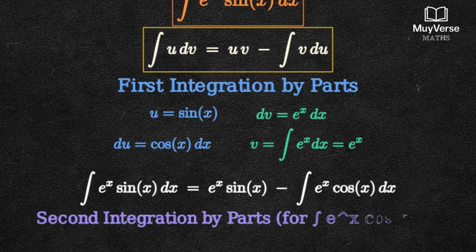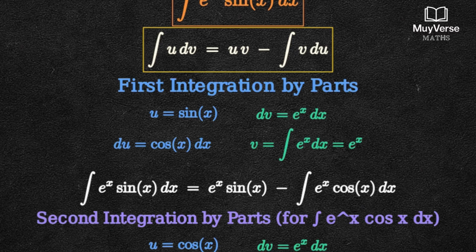Compute the integral of e^x cos x dx with integration by parts again. Choose u equals cos x and dv equals e^x dx. Then du equals negative sin x dx and v equals e^x. So the integral of e^x cos x dx equals e^x cos x plus the integral of e^x sin x dx.